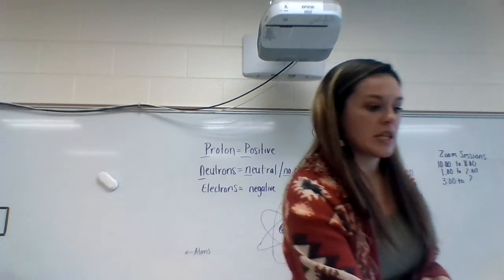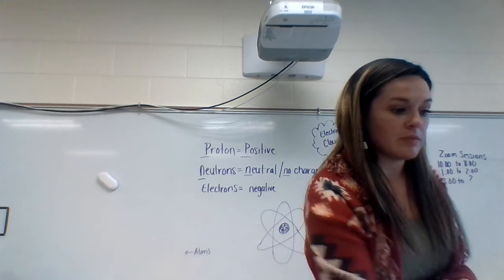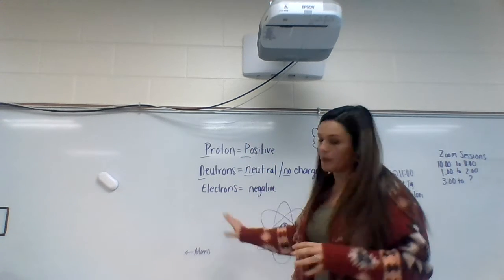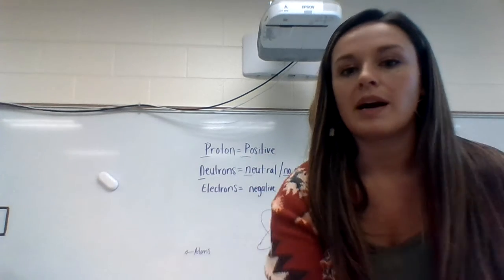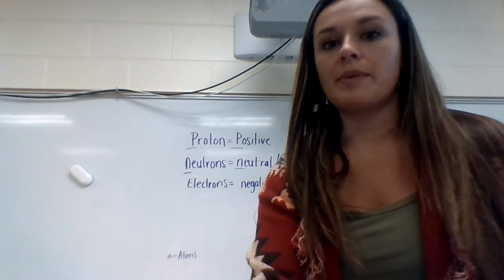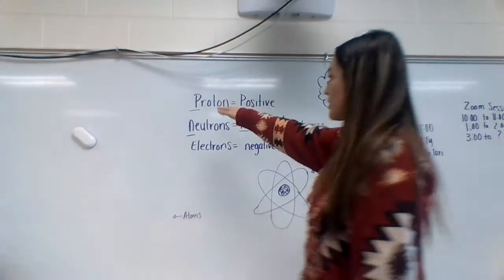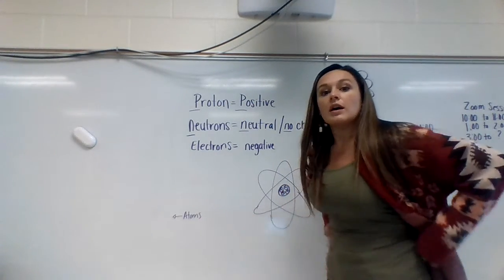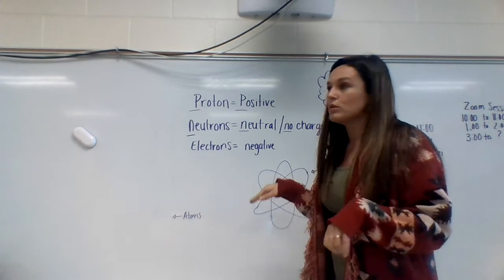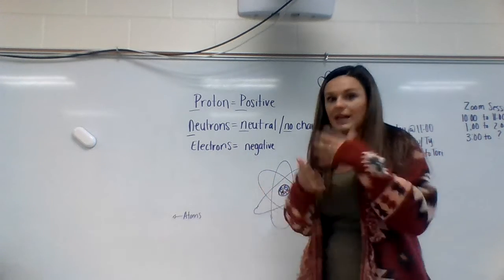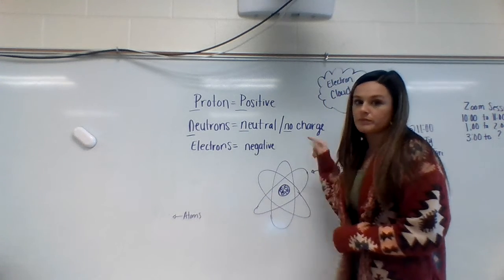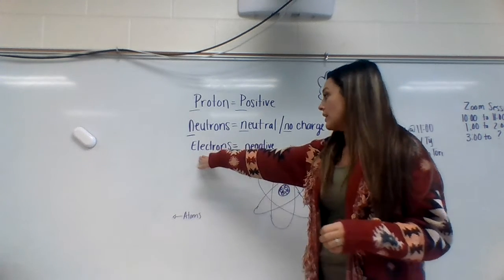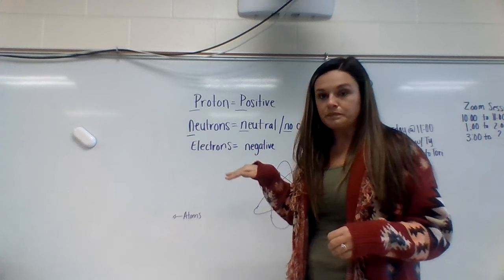So first thing, I'm going to go over three parts. Proton equals positive. When I was a student and I learned about this, I remembered it because P proton, P positive. Neutrons have a neutral charge. Neutron, neutral, they kind of sound the same. If you don't know what neutral means, that means there is no charge. And then the last one, electrons, is a negative charge.